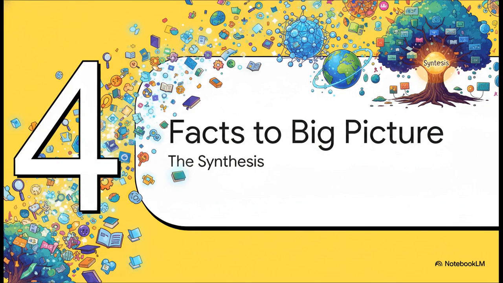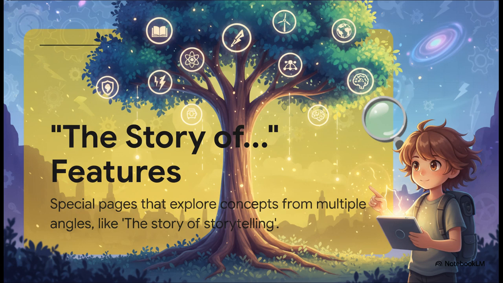Okay, so we've seen the individual facts and the little trails that connect them. But how does it all add up to the big picture? Well, that's where synthesis comes in. One of the coolest ways it does this is with these special pages called the Story Of. Now, these aren't in the A to Z section. They're these amazing deep dives that pull together information from all over the book, from history, science, culture, to look at one big idea from all sides. Things like the story of storytelling or the story of energy.